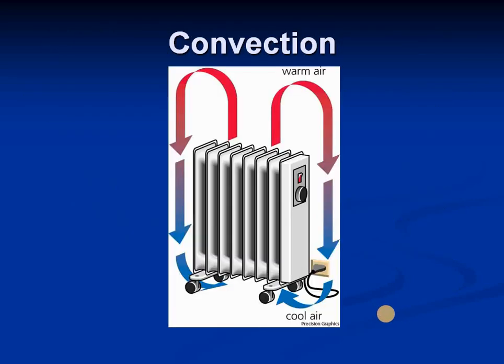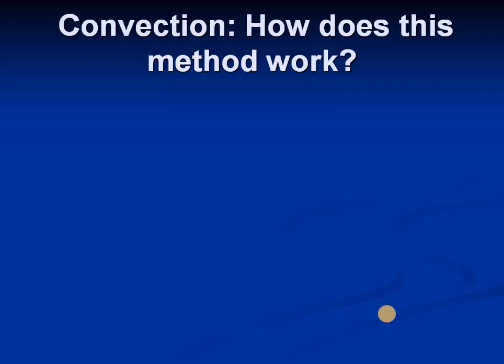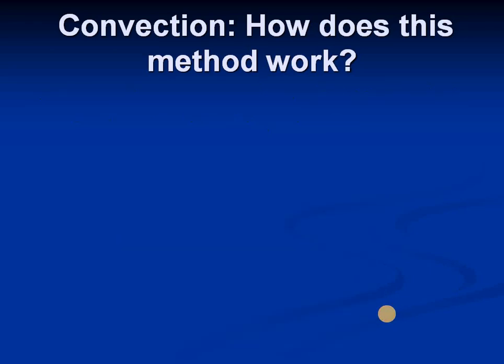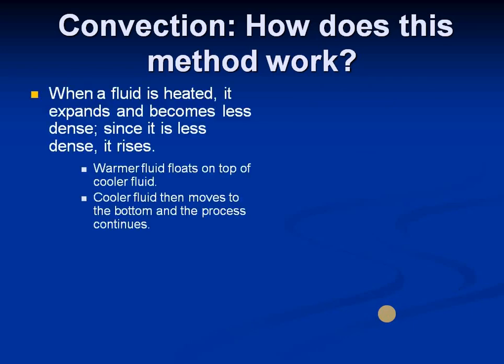Now the next mode of heat transfer is convection, which takes place in liquids and gases as well. So how does this method work? Convection occurs when a fluid is heated. Fluids are both liquids and gases. When a fluid is heated, it expands and becomes less dense. Since it is less dense, it rises.